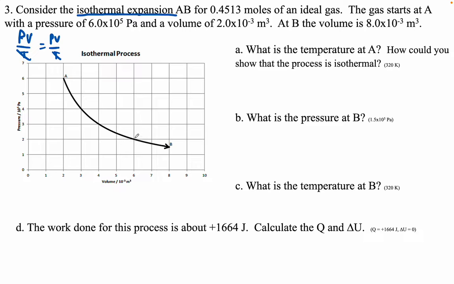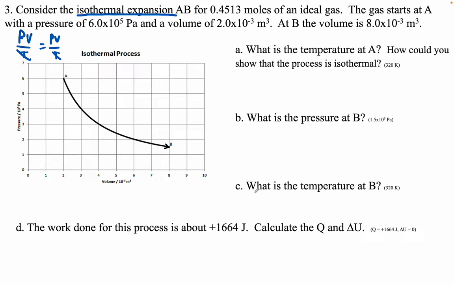Look at this guy. This is 6 times 2. That's 12, right? So P times V is always the same. And I'll bet that this one is 1.5, right? Because 1.5 times 8 would also be 12. So it'll be 1.5 times 10 to the 5th pascals at B, right? But anyway, what is the temperature at A?